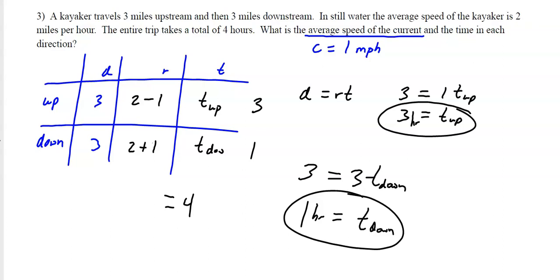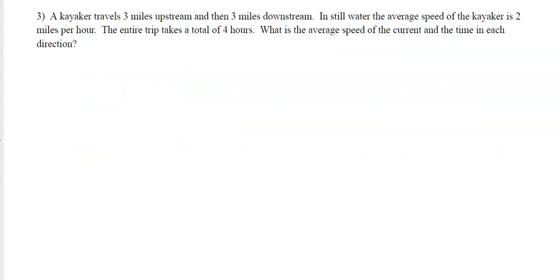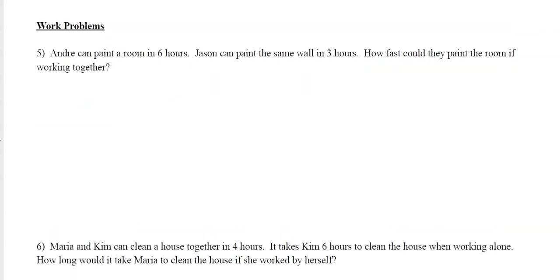All right, let's switch gears and jump into some work problems. And these can be pretty tricky. They look very simple, but they're kind of tricky. So it says, Andre can paint a room in 6 hours. Jason can paint the same wall. Should be the same room.